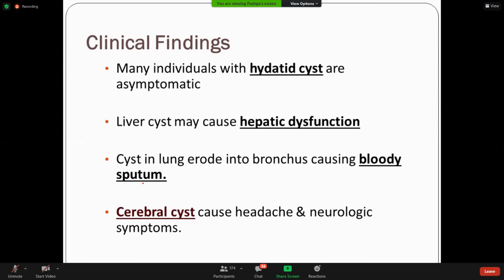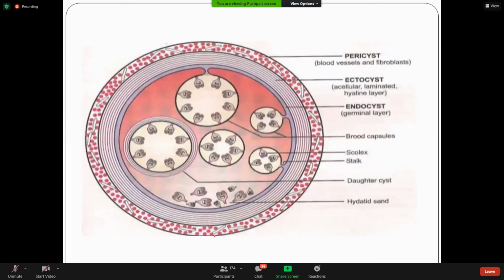Clinical findings: many individuals with hydatid cysts are asymptomatic. A liver cyst may cause hepatic dysfunction. A cyst in the lung can erode into the bronchus, causing bloody sputum. Cerebral cysts cause headaches and neurologic symptoms. It's obvious. So in an Echinococcus granulosus cyst, this is what you will be able to observe.